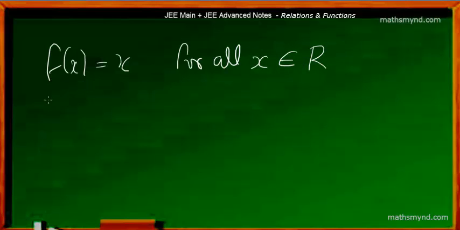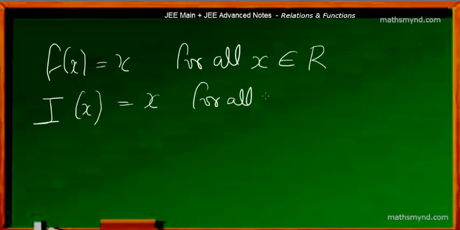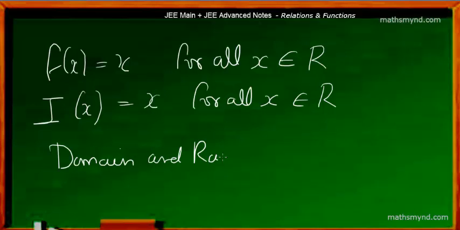Or you can specifically write it as I of x, where I stands for the identity, is equal to x. Once again, for all x is an element of R. And naturally, we can easily say that both the domain and range are equal to the set of real numbers. Identity function is also called an identity relation, or identity map, or identity transformation.